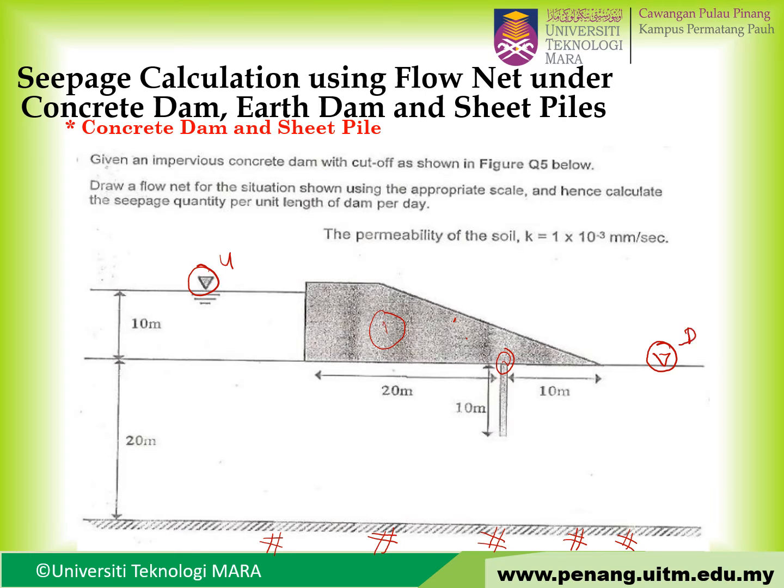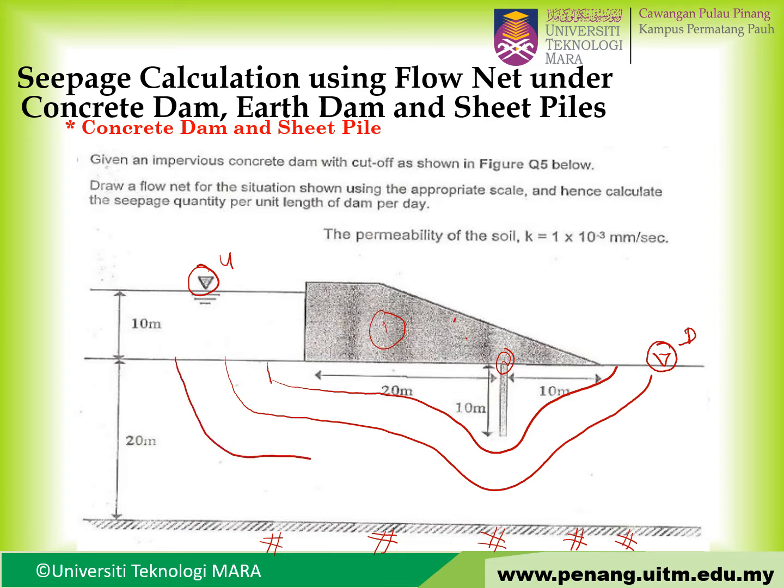Next step, you have to draw the flow line. The flow line will start from here. The water will flow like this, flow line. If you draw the larger size, you have a lower value of NF and ND. For example, this one is the flow line.